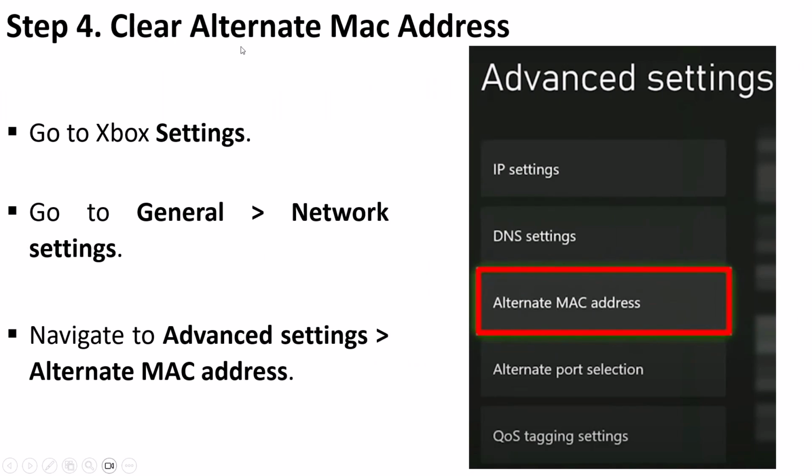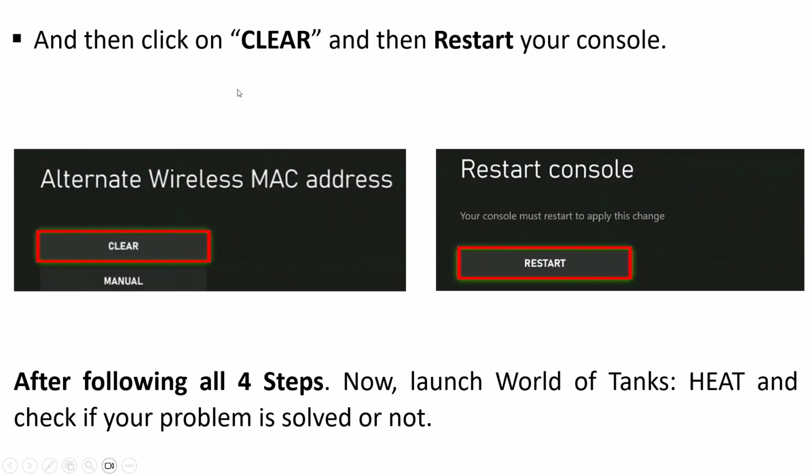Step 4 is to clear alternate MAC address. So go to Xbox settings, go to general, network settings, navigate to advanced settings, alternate MAC address and then click on clear and then restart your console. Now after following all the 4 steps, you can go ahead, launch the game and check.